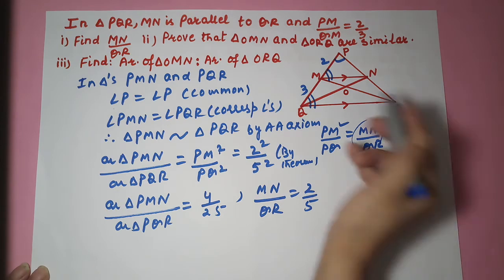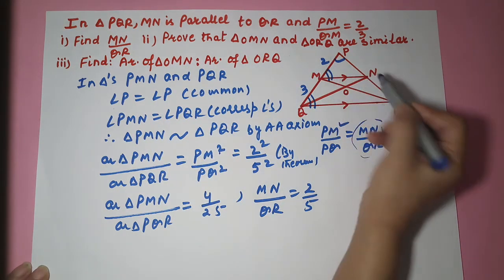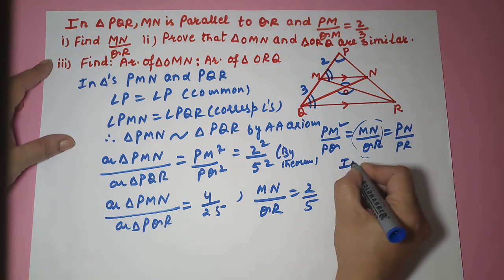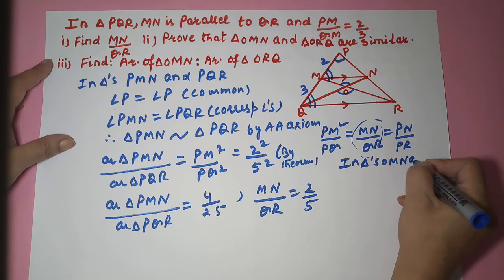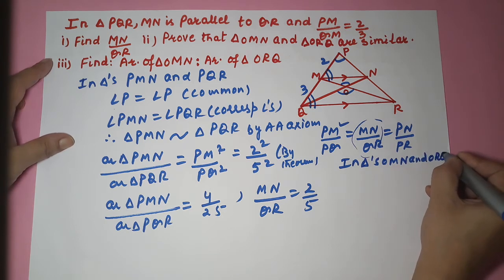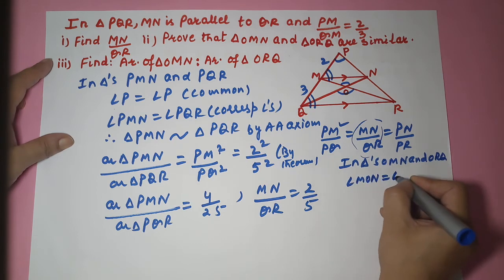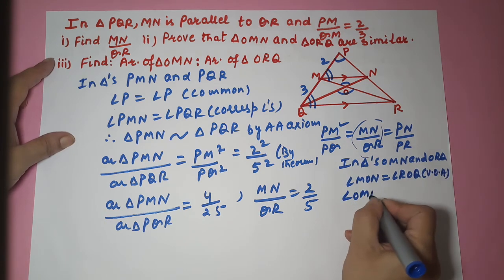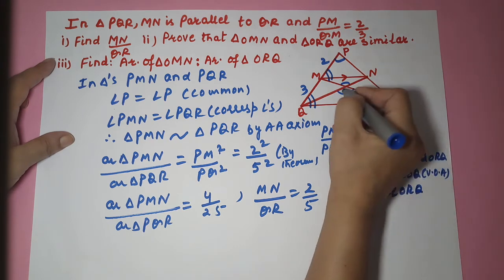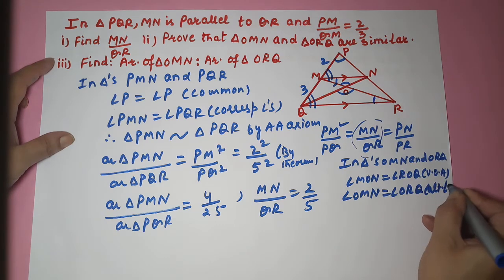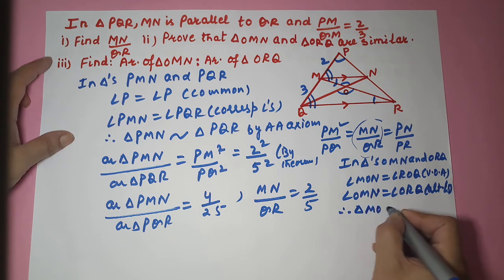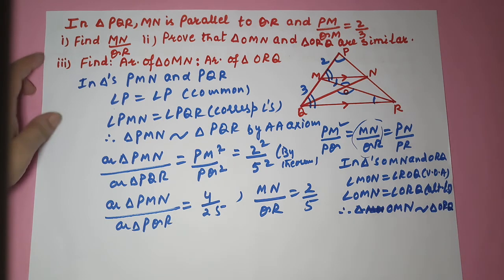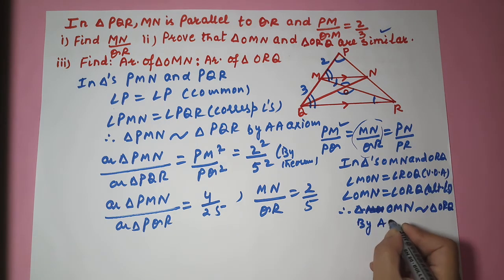Okay. So then you have to prove that OMN and ORQ are similar. How will we prove them similar? This angle is equal to this angle. So you will write in triangles OMN and ORQ, angle MON is equal to angle ROQ, reason, vertically opposite angles. Another is angle OMN is equal to angle ORQ, alternate angles. Therefore, triangle OMN is similar to triangle ORQ. Right? So this part you have proved by AA axiom.